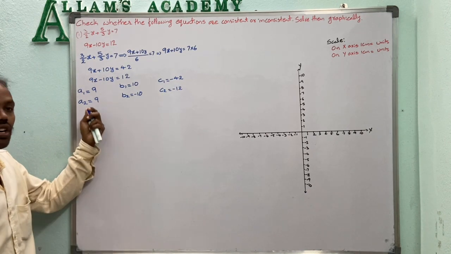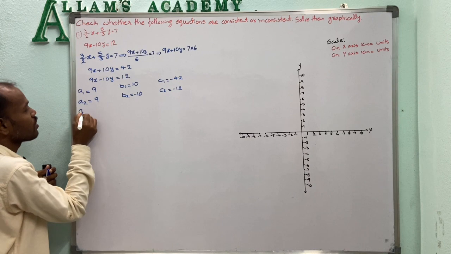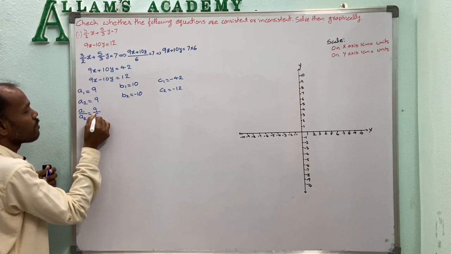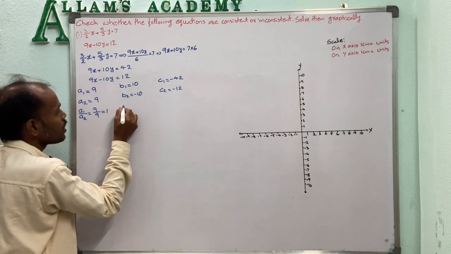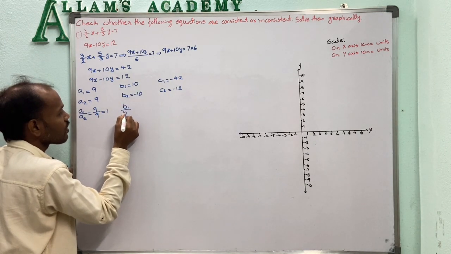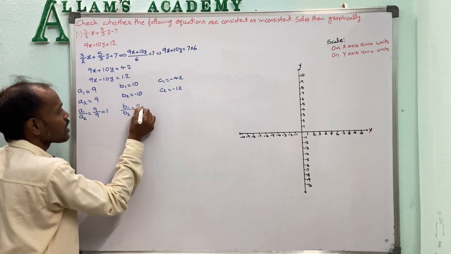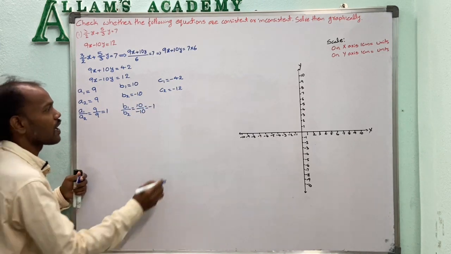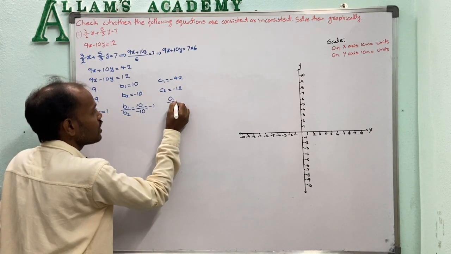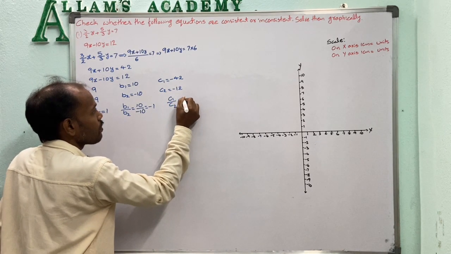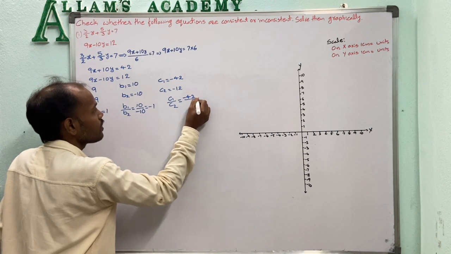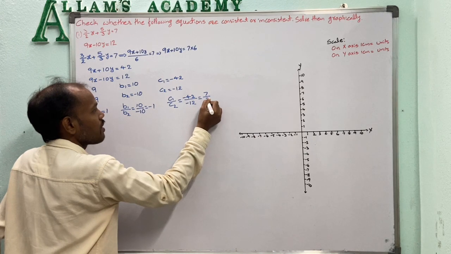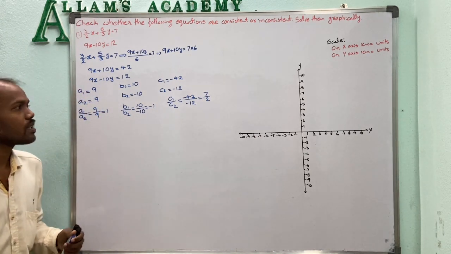Now comparing the coefficients, a1 by a2 equals 9 by 9, that equals 1. b1 by b2 equals 10 by minus 10, that equals minus 1. c1 by c2 equals minus 42 by minus 12, so 7 by 2.